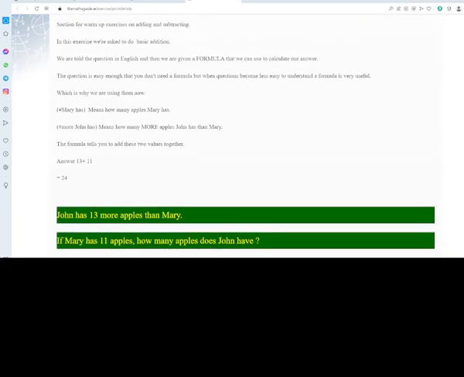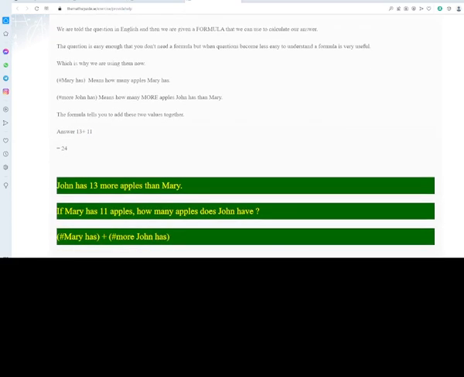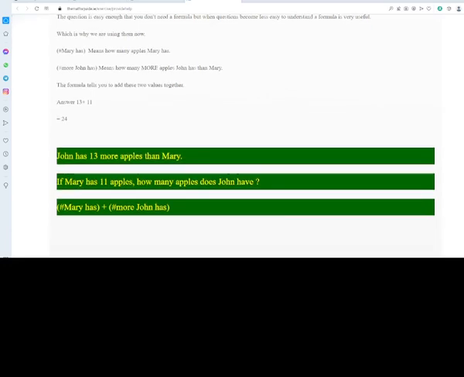So in this question, we're asked to do basic addition, and we're told the question in English, and we're given a formula that we can use to calculate the answer. This question is very easy, so you don't really need a formula. However, as questions become less easy to understand, when we start using negative numbers as well as positive numbers, having a formula is very useful, and that's why we're using them now.